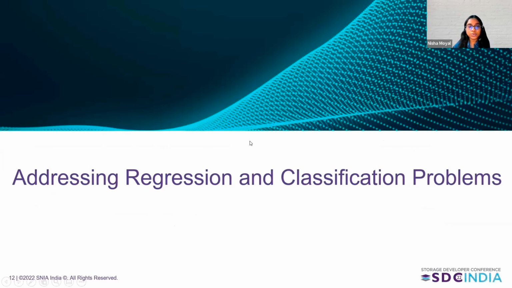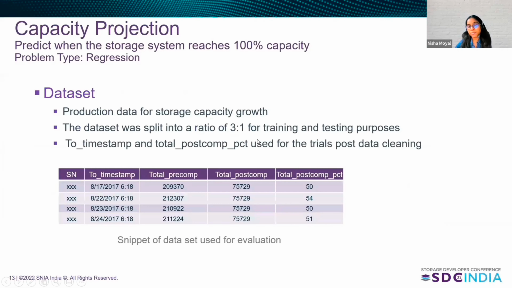Now let me show you how we are addressing these problems and what kind of use cases we are considering. First, I would like to address regression problems, where we take the example of capacity projection. Capacity projection is nothing but predicting when the capacity reaches 100%. If we get alerts or notifications before our capacity reaches full, we can address this issue by migrating our data to another system and freeing up some space. So we can leverage AutoML if we get predictions in advance.